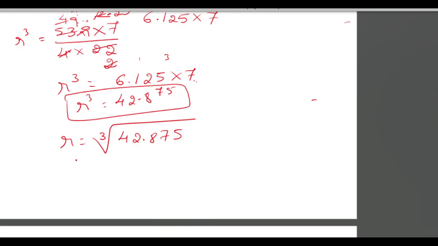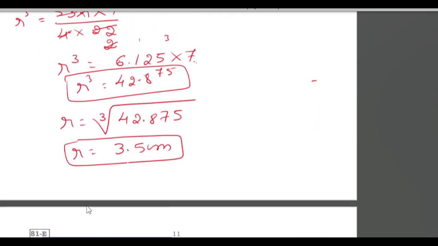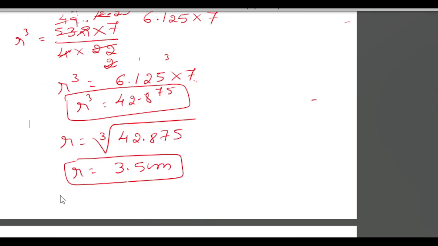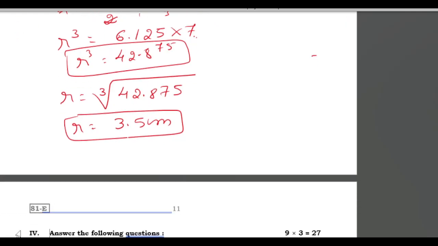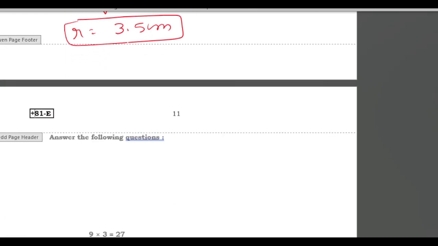If you take the cube root, we get 3.5 centimeter. This is the value of r. So we put the values in. We have to find the surface area. What is the formula to calculate the surface area?